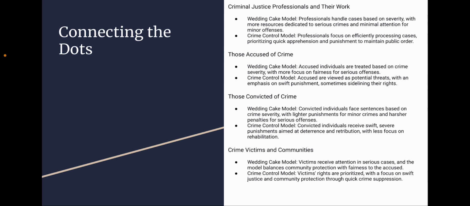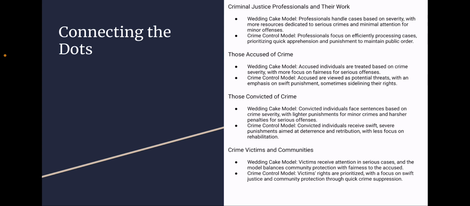Victims are often given attention in serious cases, and the model strives to balance fairness for the accused with community protection. However, the crime control model prioritizes a very swift and efficient processing of all cases, with professionals focused on quickly apprehending and punishing offenders to maintain public order. The accused are often viewed as threats, with a focus on deterrence, sometimes at the cost of their own rights. I think convicted individuals face severe punishment because it's aimed at retribution, and there's much less emphasis on rehabilitation and building up the person again.